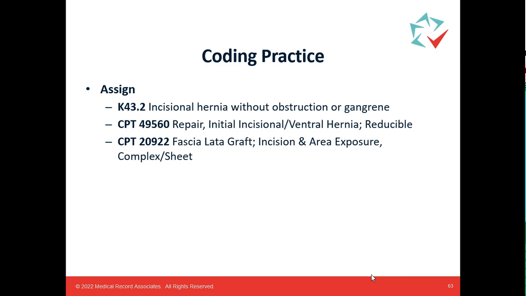We'll assign diagnosis K43.2, incisional hernia without obstruction or gangrene. We're going to capture our hernia repair, 49560, repair initial incisional ventral hernia reducible, and we'll capture that fascia lata graft additionally, 20922, and we'll select the code for complex or sheet.